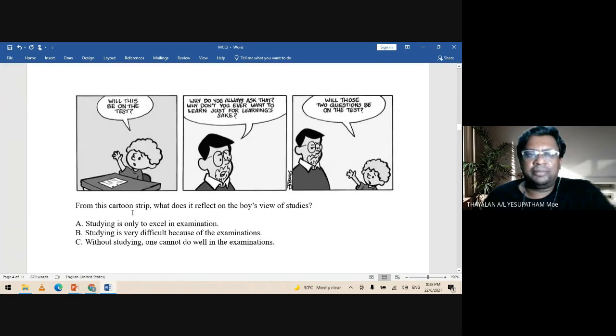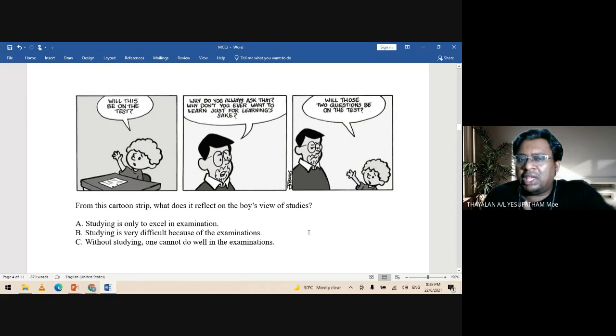From this cartoon strip, what does it reflect on the boy's view of studies? A, studying is only to excel in examination. B, studying is very difficult because of the examinations. C, without studying, one cannot do well in examinations. Now the boy says, will this be on the test? Why do you always ask that? Why don't you ever want to learn just for learning's sake? To which the boy says, will those two questions be on the test? Now, what do you think is the boy's view of studies?